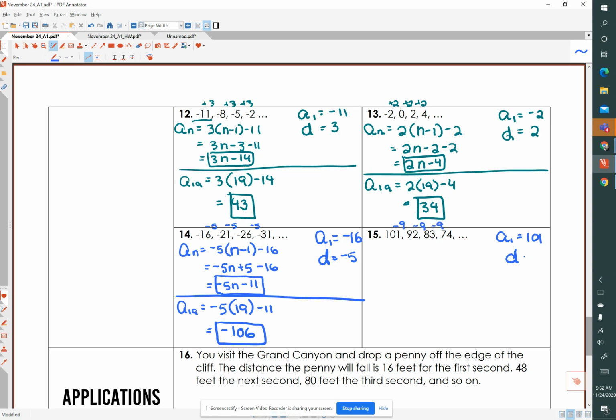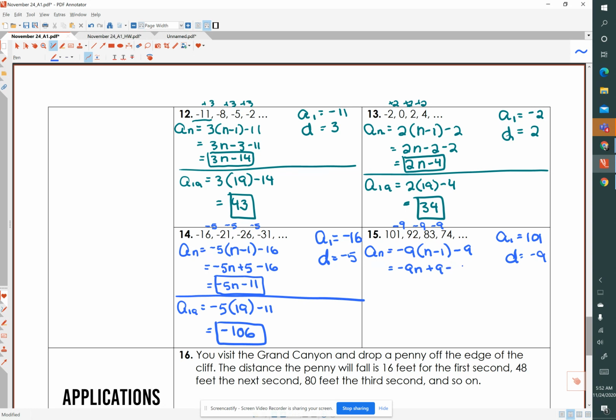So our common difference is -9. Let's build our rule. A sub n equals -9 times the quantity of n minus 1, and then we add our common difference, which is -9. So let's distribute: -9n. -9 times -1 is +9.